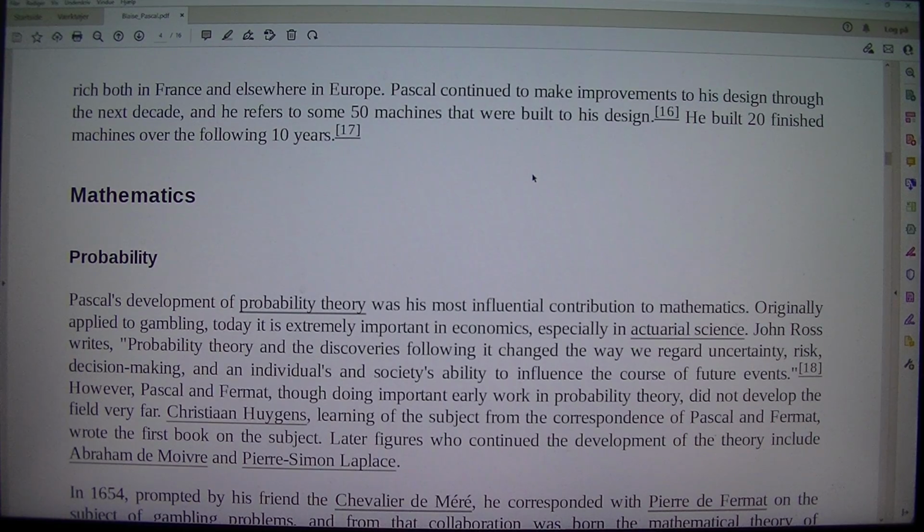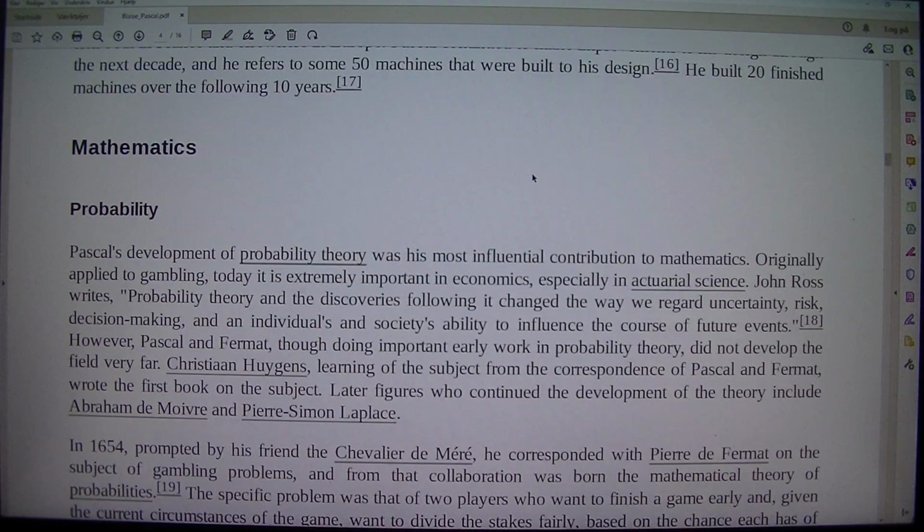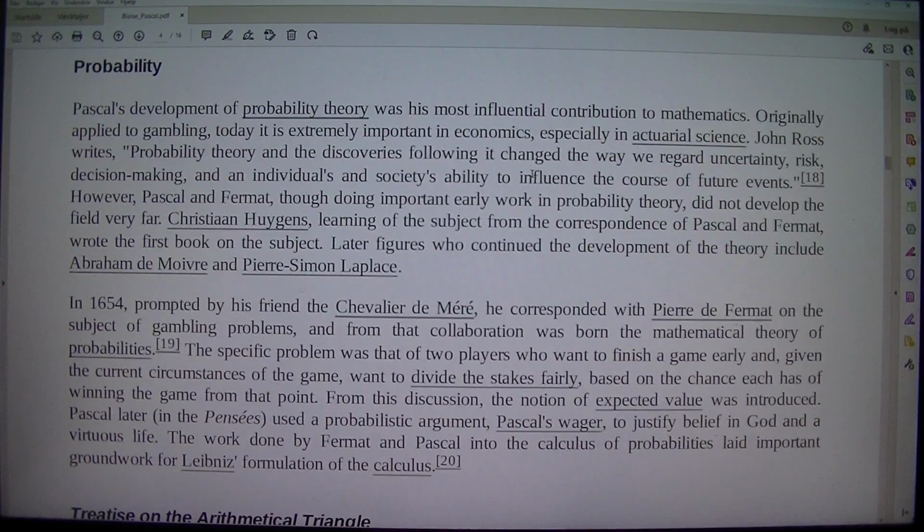17. Mathematics. Probability. Pascal's development of probability theory was his most influential contribution to mathematics. Originally applied to gambling, today it is extremely important in economics, especially in actuarial science. John Ross writes, probability theory and the discoveries following it changed the way we regard uncertainty, risk, decision-making, and an individual's and society's ability to influence the course of future events.